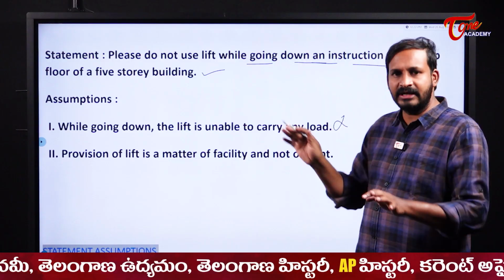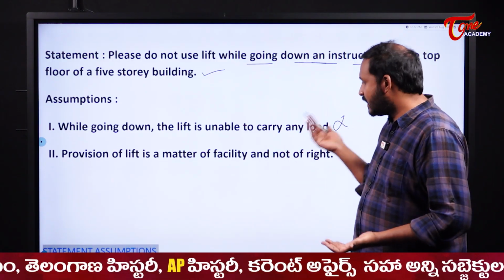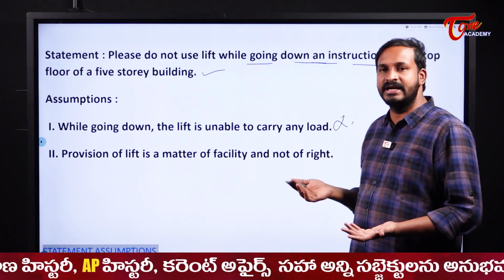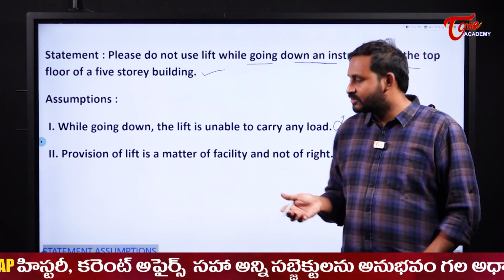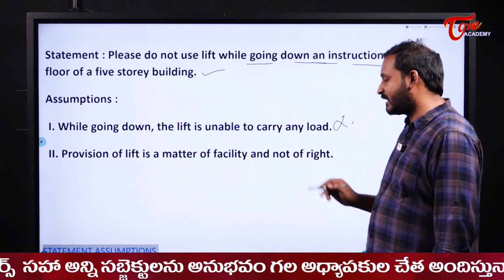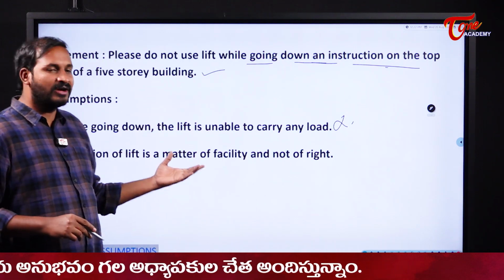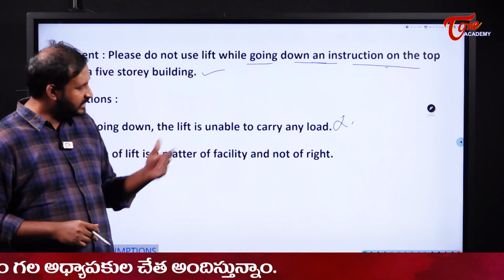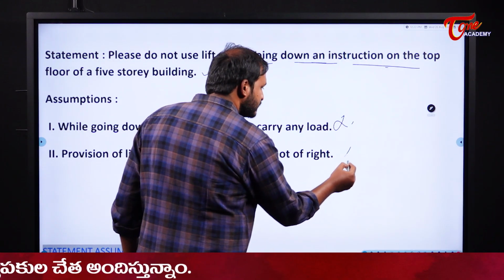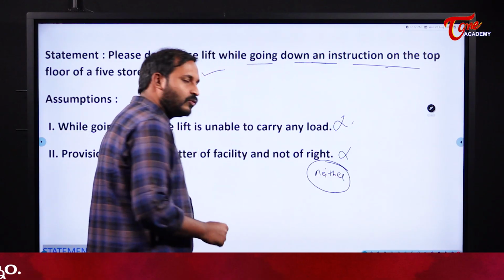See, they are telling that it should not be used, that's it. But they didn't mention any reason behind that. They are making a reason that it is unable to carry any load. It might not be the reason, right? So, that is not implicit. Next, provision of lift is a matter of facility and not of right. Do they anywhere speak about the right or any facility here? No. It is also completely out of context for us. So, neither.